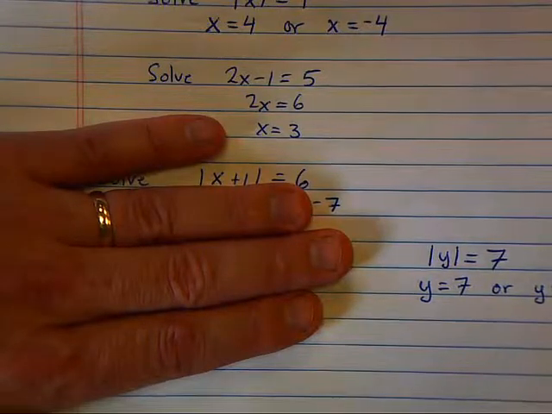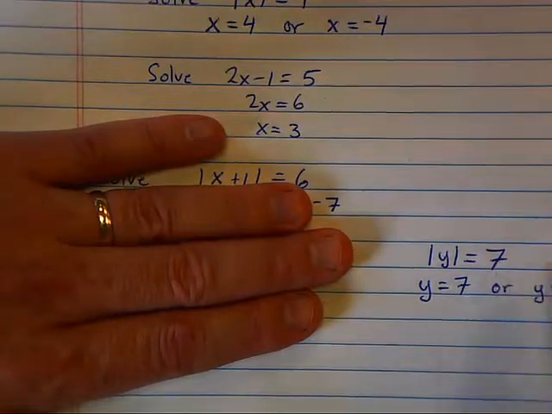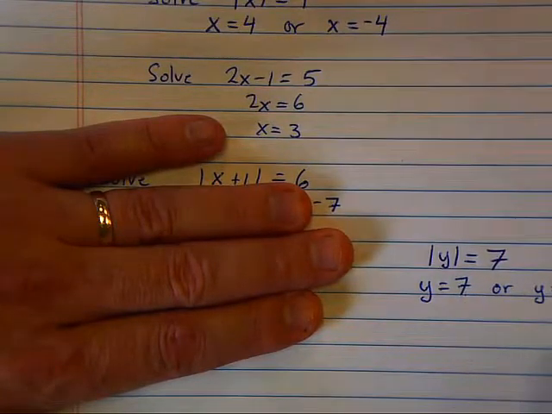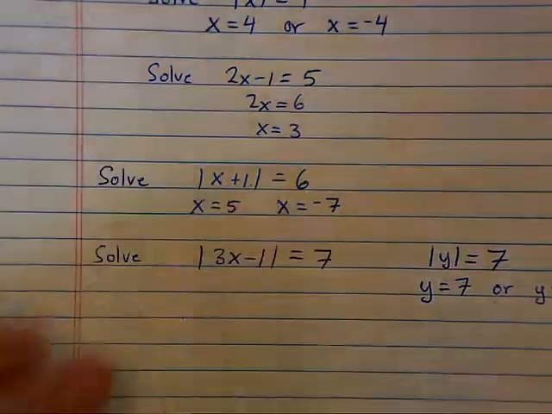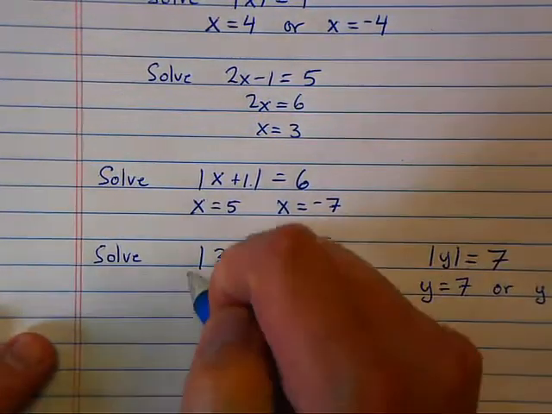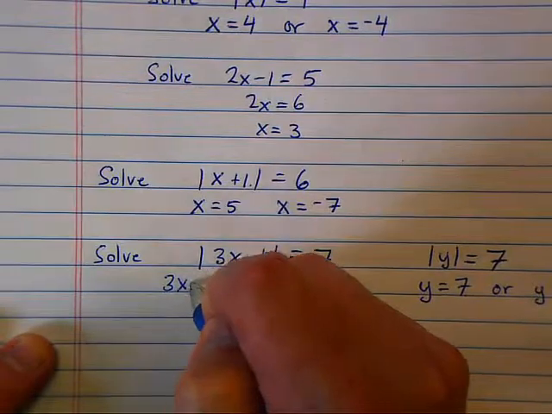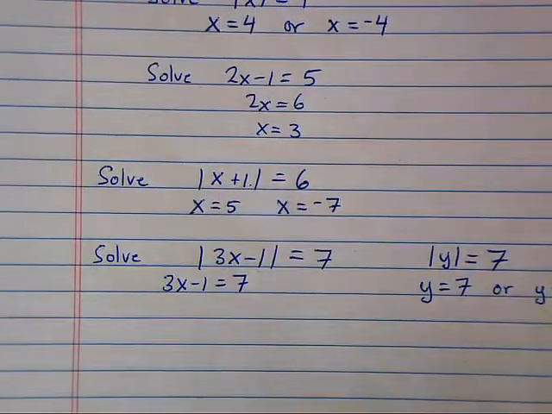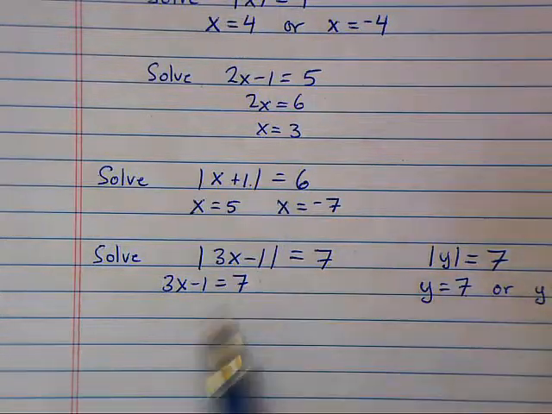Nope, you do not negate what's in the absolute value symbol. You negate what's out here. So we left the 7 alone, and we negated the 7. We had the negative 7. So what happens now when we have 3x minus 1 in here? Well, what can happen is 3x minus 1 could be the number 7. Correct? Because if 3x minus 1 is the number 7, what's the absolute value of 7?